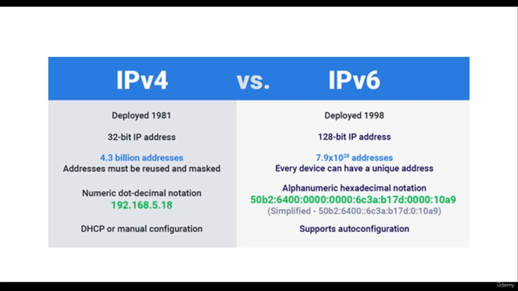IPv4 is all decimal, right? And IPv6 is hexadecimal. And how do you get an IPv4 address? Either through DHCP or through manual configuration, and IPv6 supports auto configuration. That's the difference between IPv4 and IPv6.